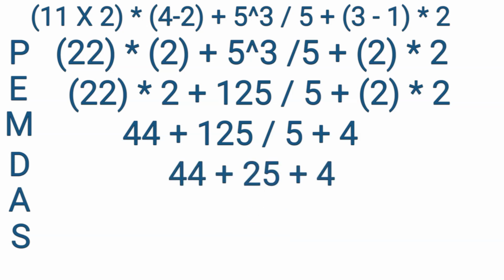So, since these are all using addition, we can do this in any order. But I like to stick to left to right for simplicity. 44 plus 25 equals 69. 69 plus 4 equals 73. Since there's no more subtraction, we're done.